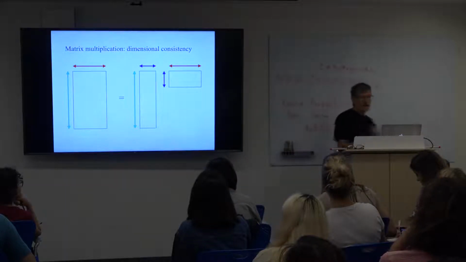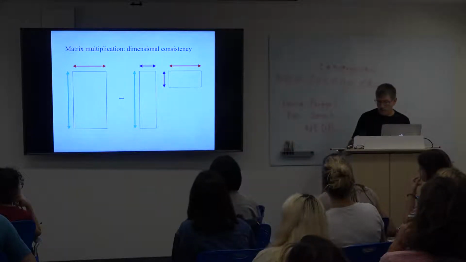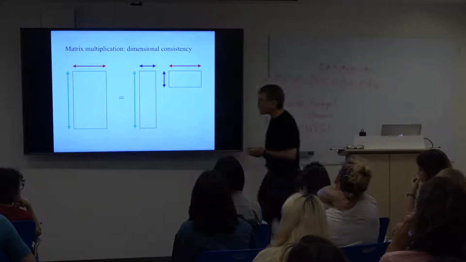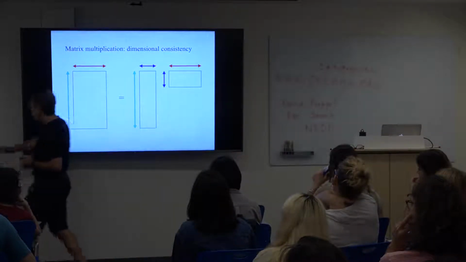Okay, so now the next way to think about it is to think about how matrix multiplication has to come out of what linear systems do.